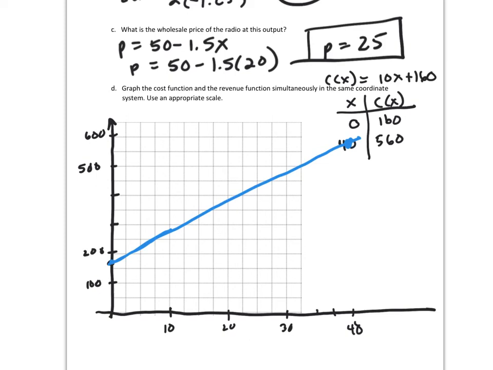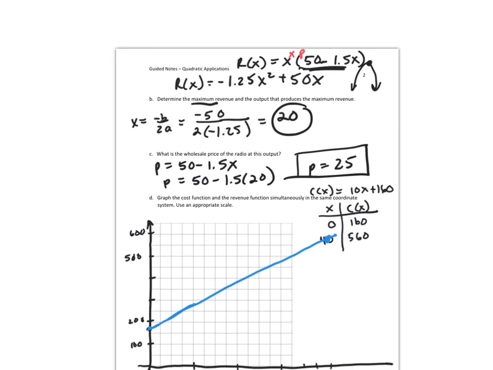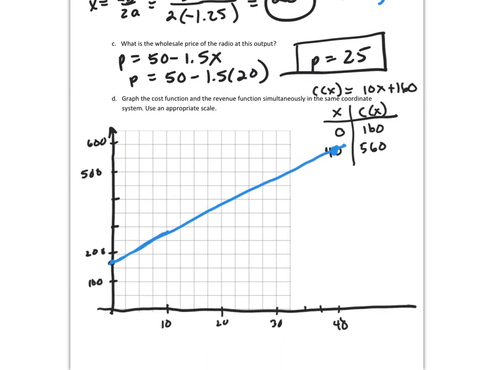Now, we have the vertex, don't we? The vertex is 20 units. And I'm graphing my revenue now. R of 20 was 500. Did I find that? No, I didn't find the maximum revenue. Let me do that. R of 20, plug 20 in your revenue equation, and you get 500. So that's my vertex, 20, 500. 20 up 500 is here.